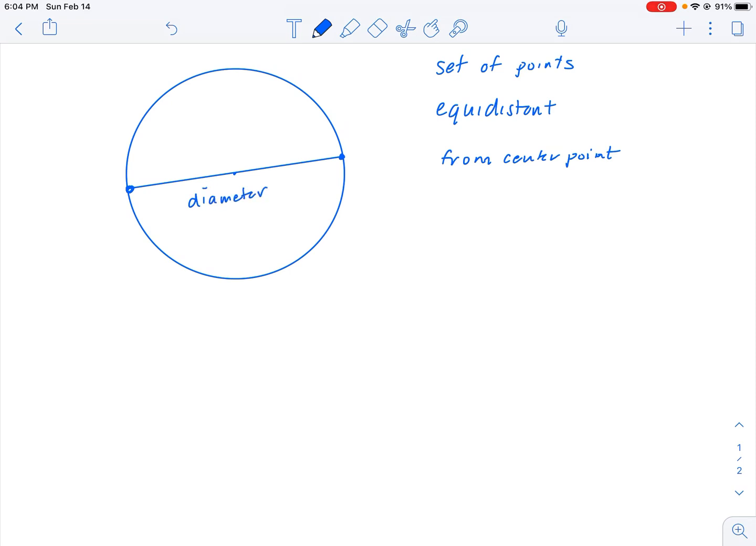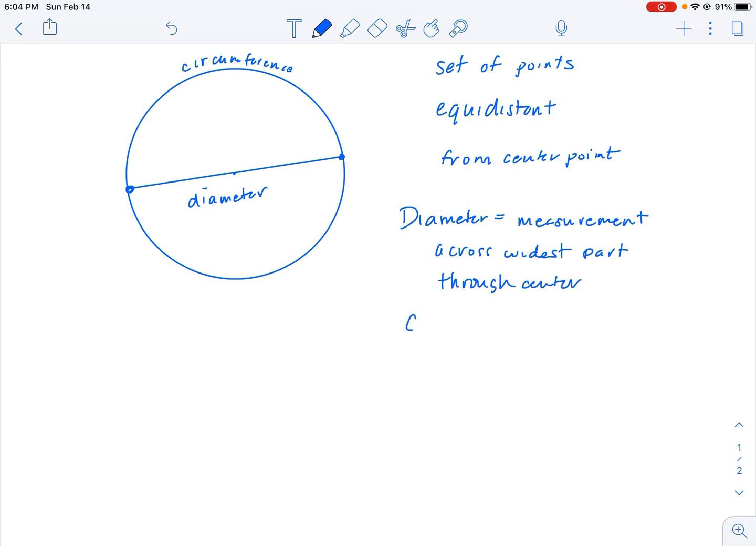For hundreds and actually thousands of years, people were really interested in what makes a circle, and then what is the relationship between the circumference and diameter of a circle. So again, the diameter is the measurement across the widest point. It goes through the center. And the circumference is the distance around the circle.